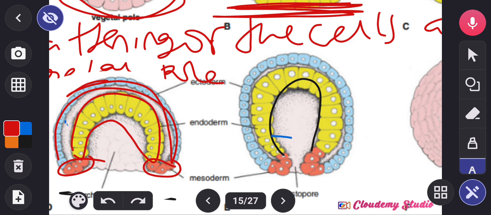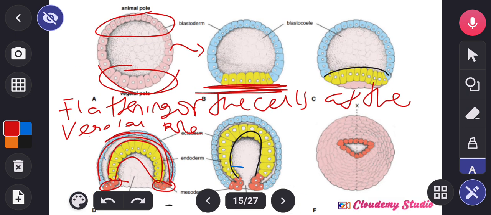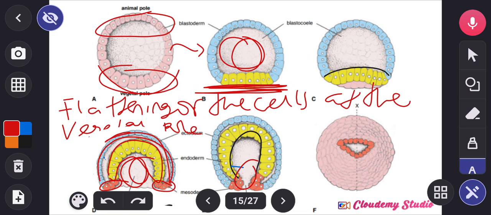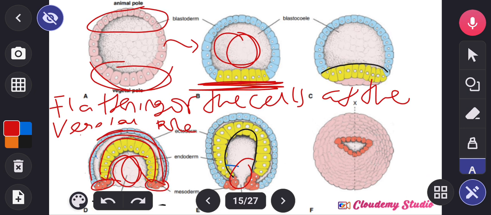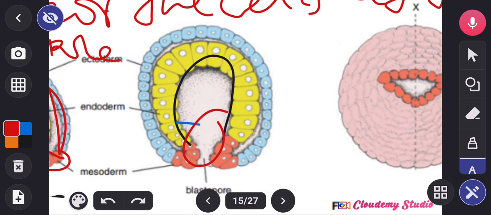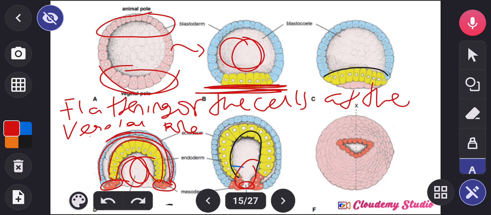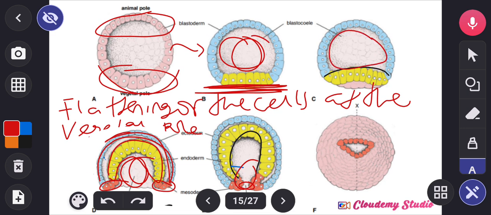Now, we notice that this was our blastocoel, right? This is our blastocoel. What is going to happen is that there will be a reduction in the size of the blastocoel. Because if you look at this blastocoel very well, it was very, very large before, but it is becoming smaller as we are forming the cup shape. And you will later see that it will become obliterated at the end of gastrulation.